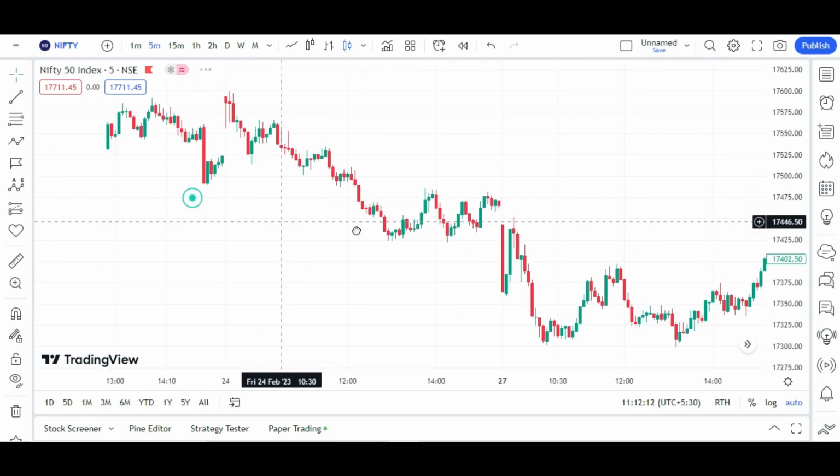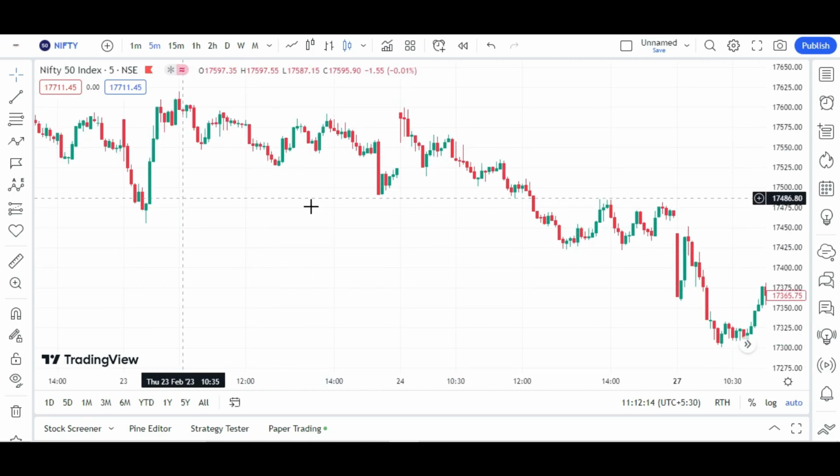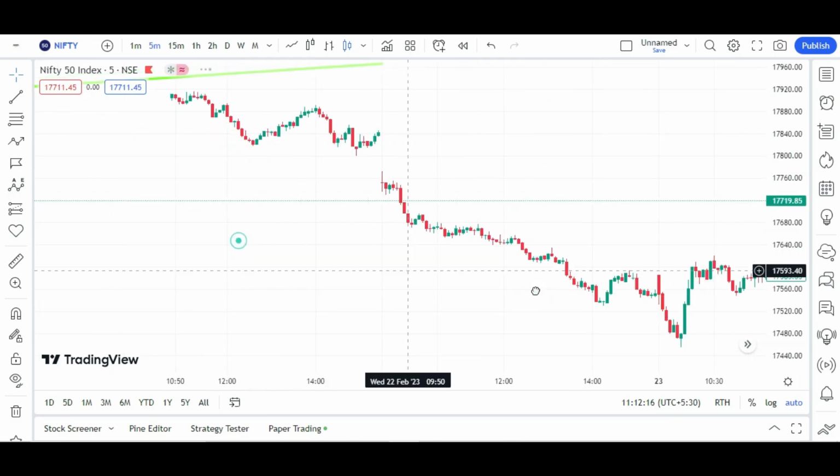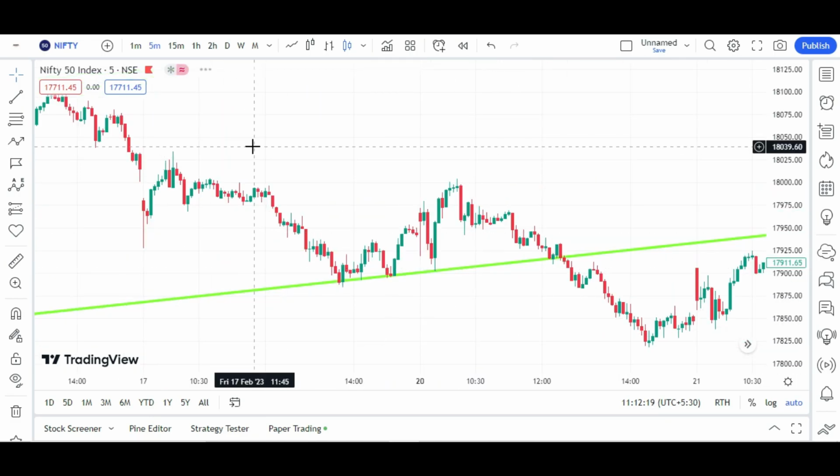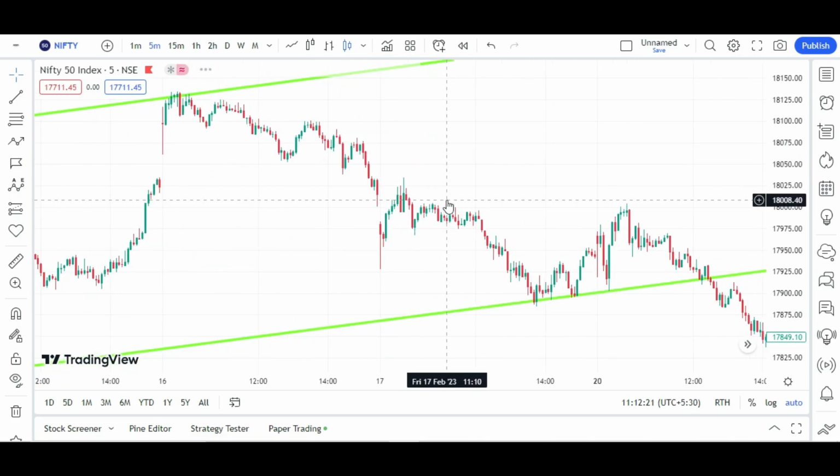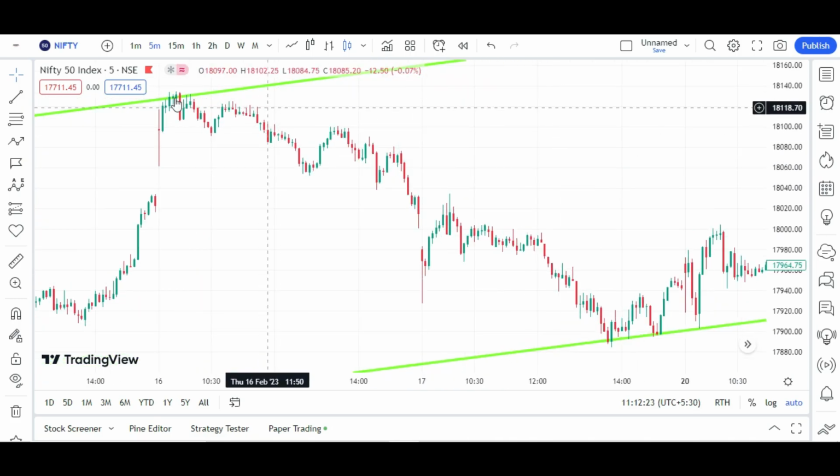So this is a 5-minute time frame, so a lot of candles will be there. Now you can see this is a trend line that we have drawn on the 1 hour time frame.